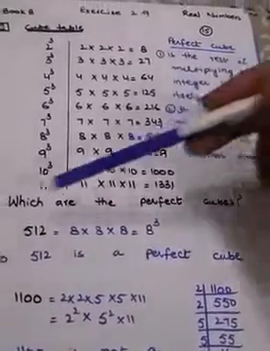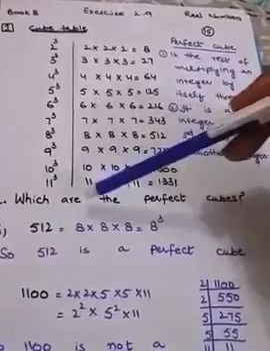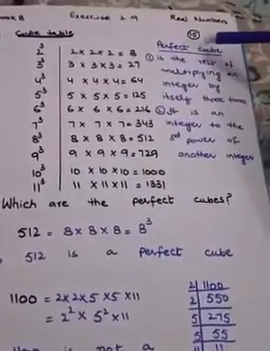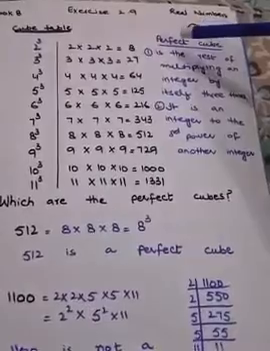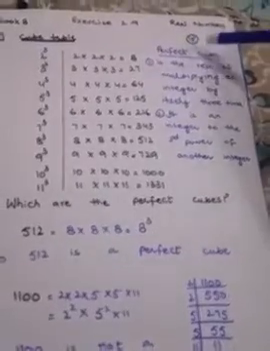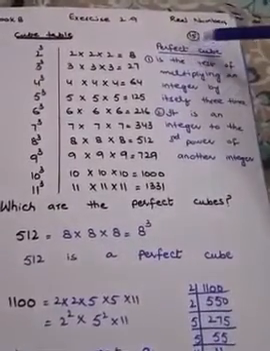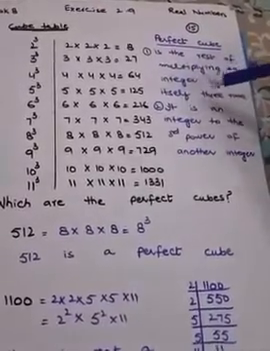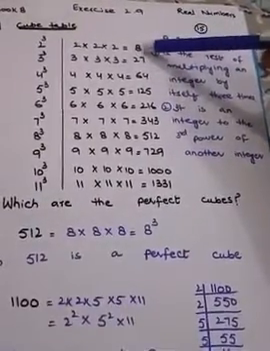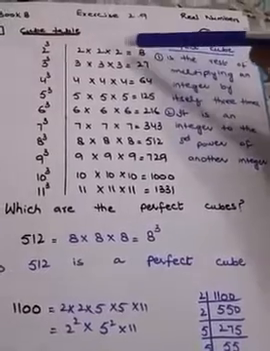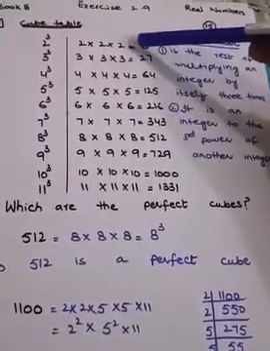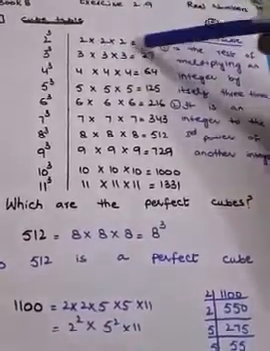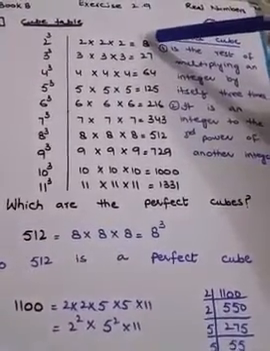Before coming to question number 1, which are the perfect cubes? You should know what a perfect cube is. I had already discussed the concept of a perfect cube with you, but this is just a quick revision. A perfect cube is the result of multiplying an integer by itself 3 times. So we can say 8 is a perfect cube. Why? Because it is the result of multiplying an integer by itself 3 times, 2 into 2 into 2, and we get 8.